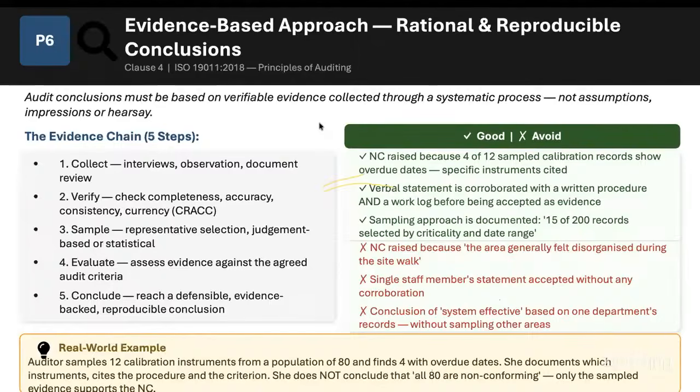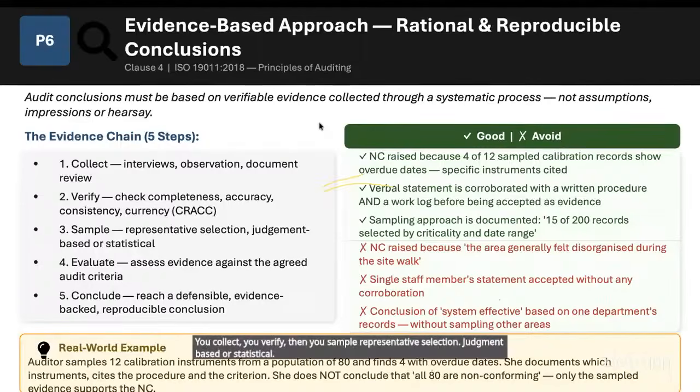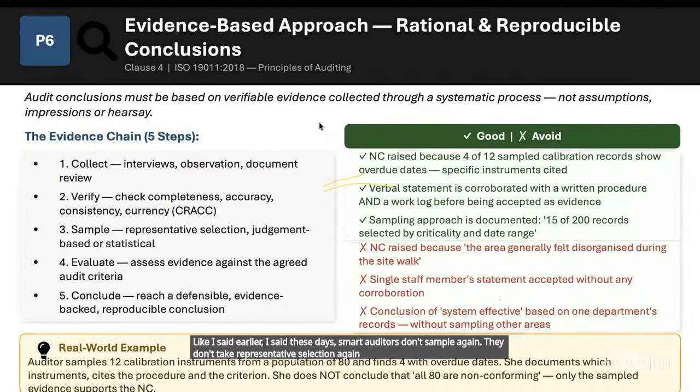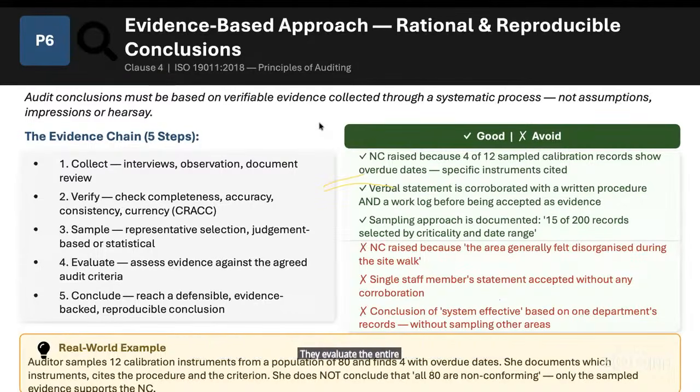You collect. How do you collect? There are multiple methods to collect. You can collect through interviews, through observation, through document review. You verify, checking completeness, accuracy, consistency, correctness. Then you sample: representative selection, judgment-based or statistical. Like I said earlier, these days smart auditors don't sample again. They don't take representative selection again. They observe the whole population. They evaluate the entire population.